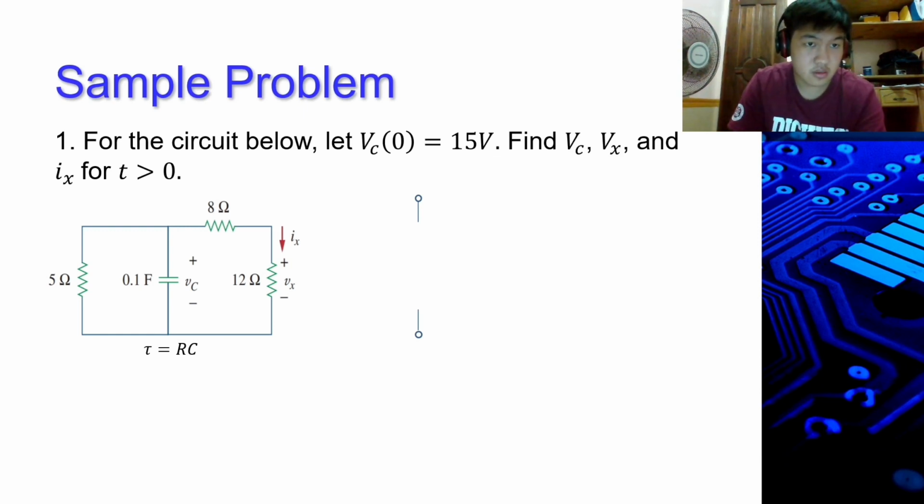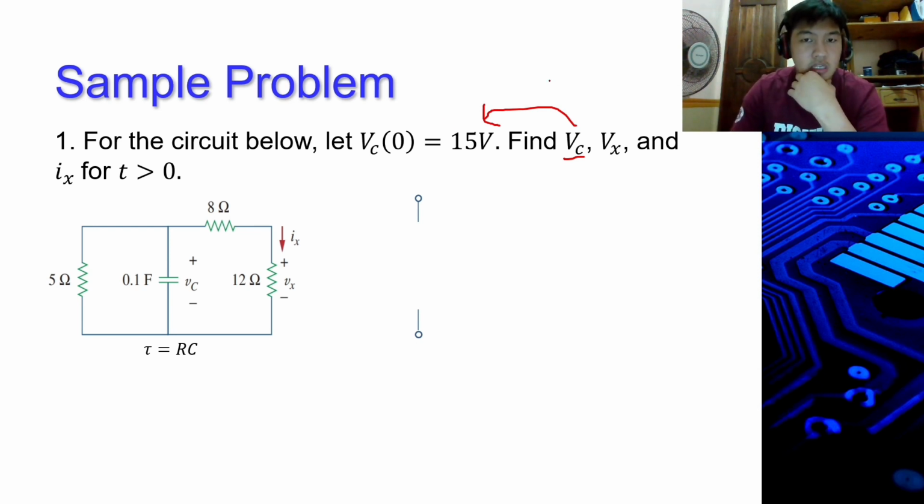Okay, for the circuit below, let V sub C at t equal to 0 be 15 volts. Find V sub C, V sub X, and I sub X for time greater than 0. Since V sub C is given, we already have its initial value.